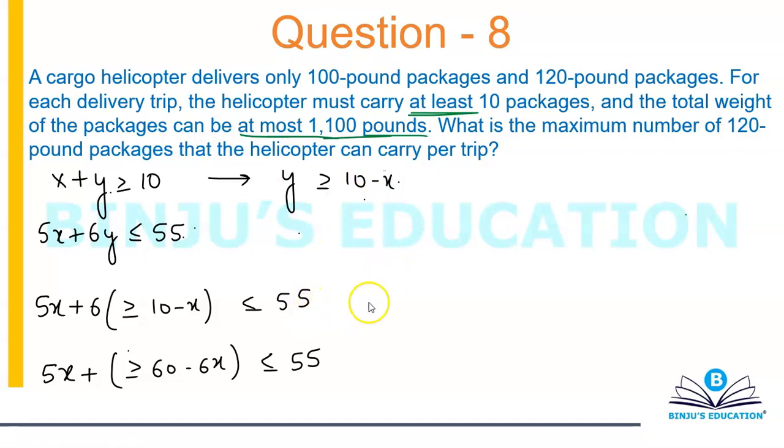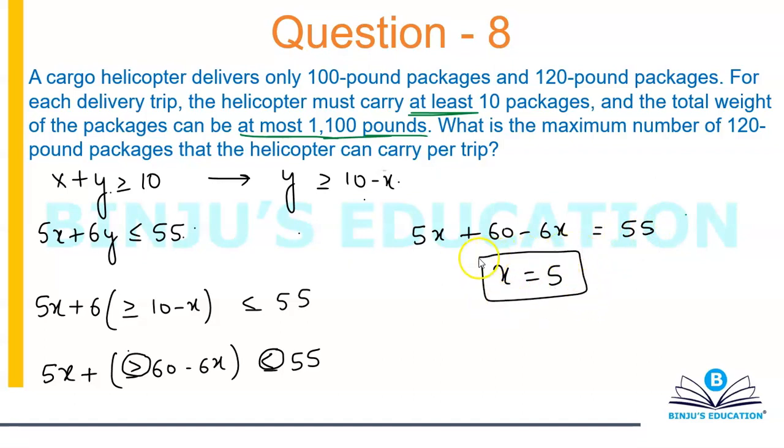If I'm going to take the boundary case, then I'm going to remove the inequality signs. So I'm going to get 5x plus 60 minus 6x is equal to 55, and from here I'm going to get x is equal to 5. So it's my lucky day. I'm getting an integer answer while solving the inequality. It's not going to happen always. It's just that it's my lucky day that I'm getting x is equal to 5.